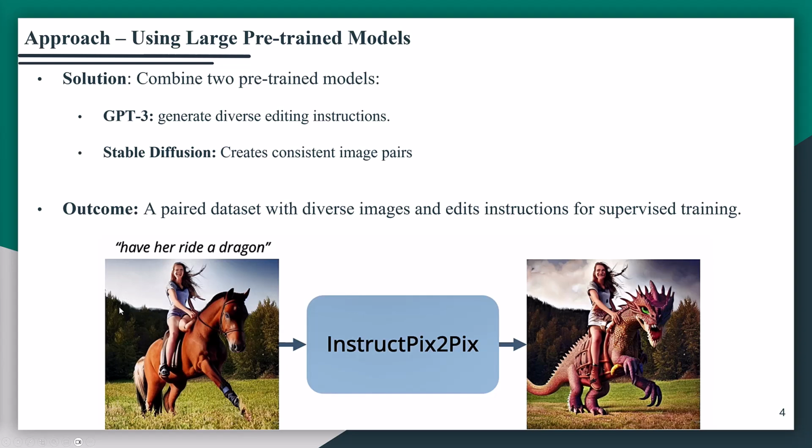As you can see, having some instruction like have her ride a dragon, we can have this result. This is very similar to the input image.